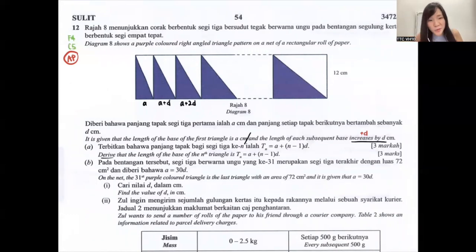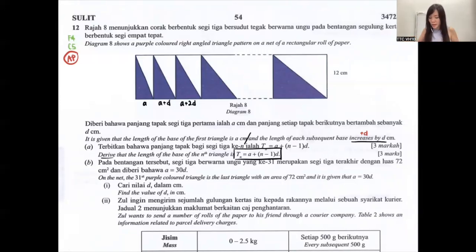After the previous question, this is the second derive question under Paper 1 for the 2022 SPM paper. They say derive that the length of the base of the nth triangle is Tn equals this. Guys, they want you to derive this formula. I repeat again, whenever they ask you to derive, that is actually a formula, so you must show the history of why the formula can be like that. So you need to show it out.